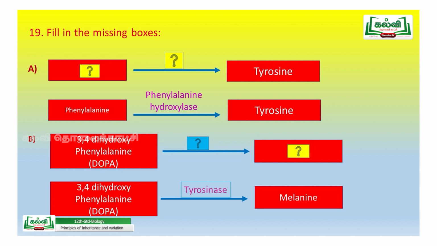Phenylalanine in the presence of phenylalanine hydroxylase gives tyrosine. So, this is the reaction. You have to learn only 2 reactions that you have in your textbook. So, it is very easy to remember.